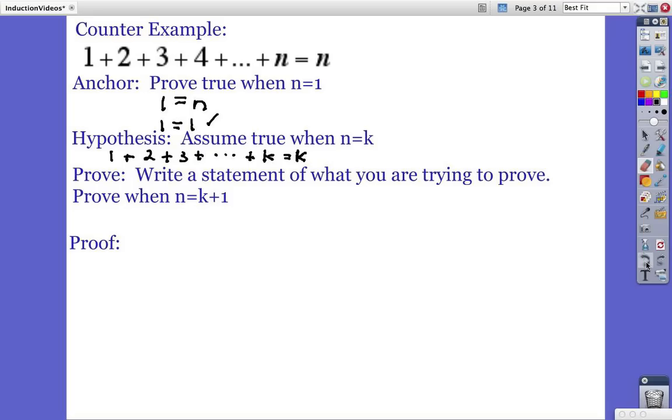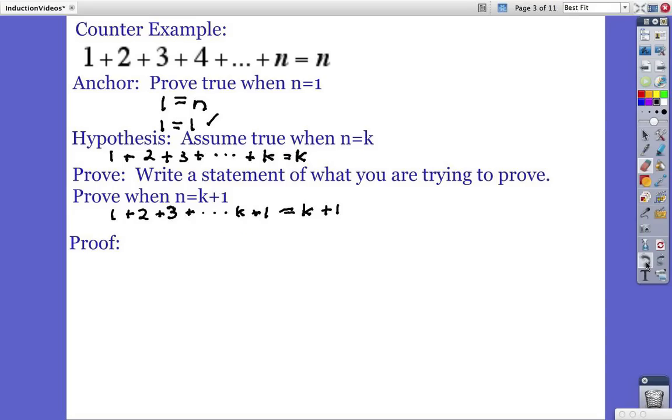Now we're going to write our prove statement. We want to prove that this statement is true when n equals k plus 1. So on the left side, 1 plus 2 plus 3 plus ... all the way up to k plus 1 would have to equal, now on the right side, k plus 1. Notice again that anywhere there was an n, we substitute a k plus 1.